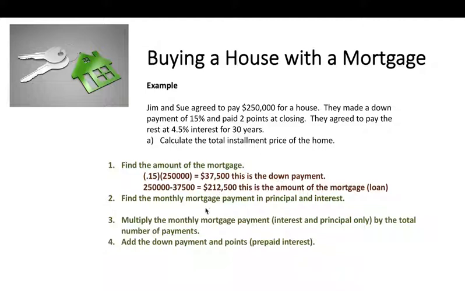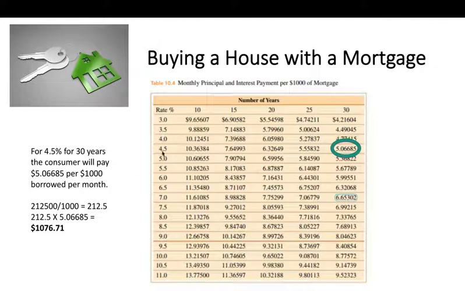Now we're going to use that figure to find the monthly mortgage payment in principal and interest. So we go to the chart. Once again, it's a 30-year mortgage at 4.5% interest. So the figure we want is this 5.06685. We're going to multiply that by 212.5 because they're borrowing $212,500. And that means their monthly mortgage payment just in principal and interest is $1,076.71.